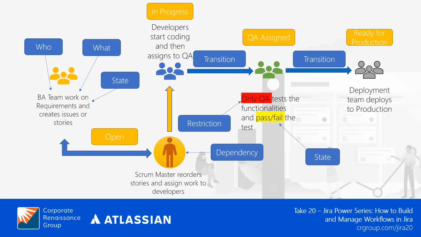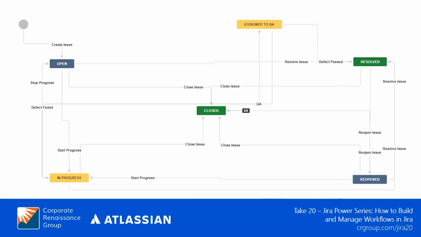In a similar fashion, we figure out what the various statuses required in the workflow may be. We have also identified the restriction that only QA team members should test the functionalities, and they have only the right to pass or fail the test and to move it to the production team. So once you have mapped out the statuses, transitions, restrictions and dependencies, it is very helpful to move forward with the workflow. Your end result may look like this. It's a simple workflow which we have designed through the workflow designer in Jira.